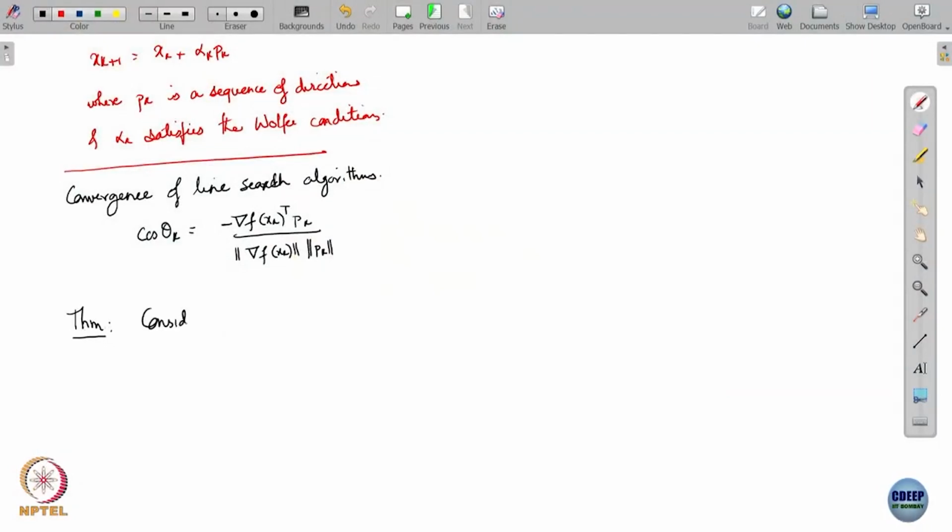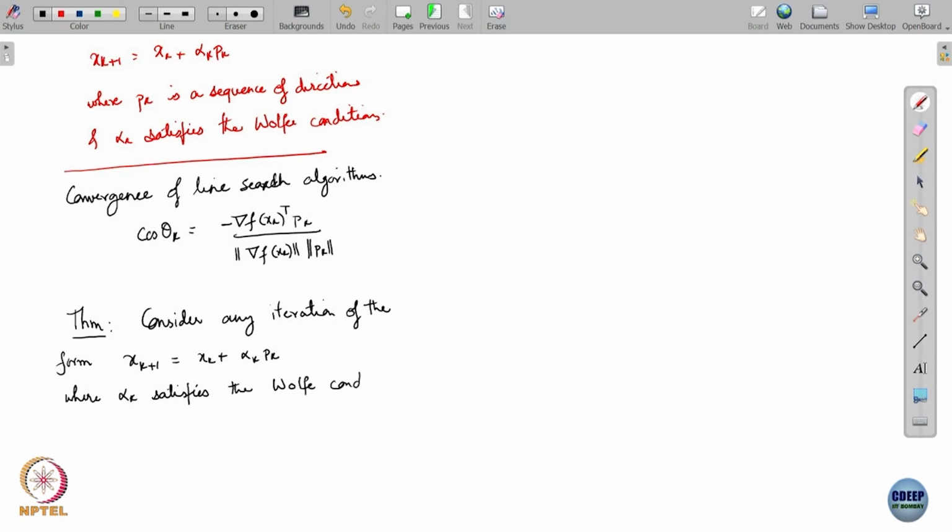So, consider any iteration of the form x_{k+1} = x_k + alpha_k p_k, where alpha_k satisfies the Wolfe conditions W1, W2.